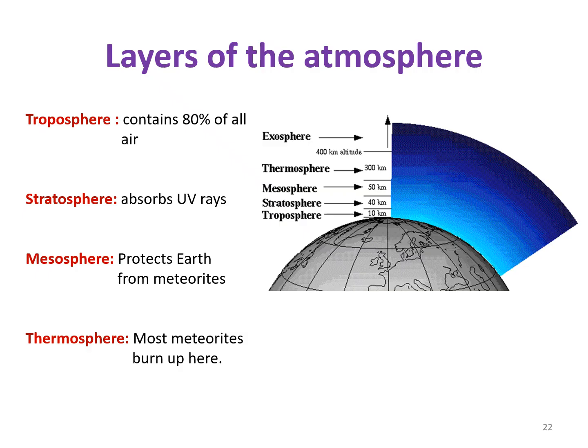Coming to the layers of atmosphere. So this constitutes troposphere, stratosphere, mesosphere, and thermosphere. Troposphere contains 80% of all air, and stratosphere absorbs ultraviolet radiation, and ozone is present in this layer. And mesosphere protects Earth from the meteorites, and in the thermosphere, most meteorites burn up here.